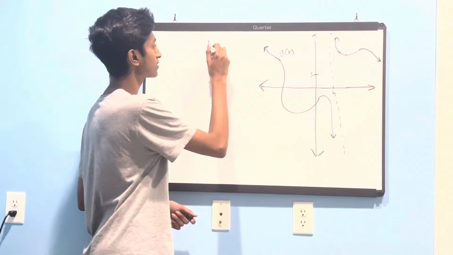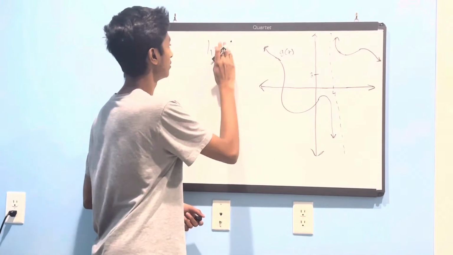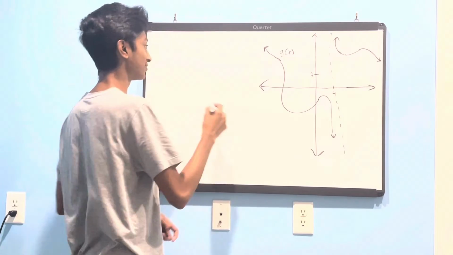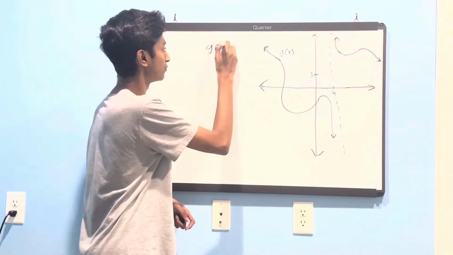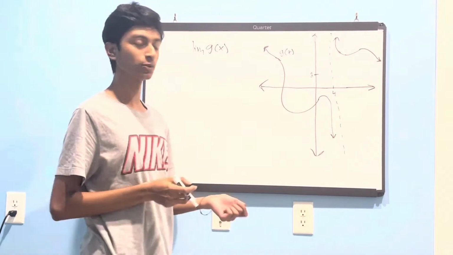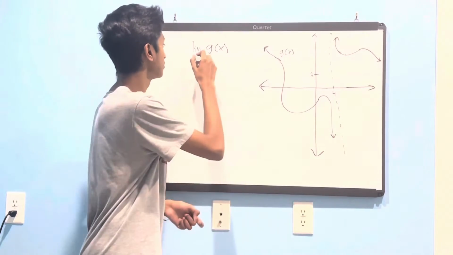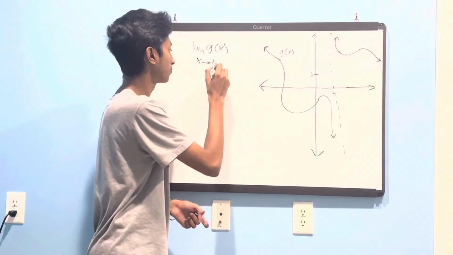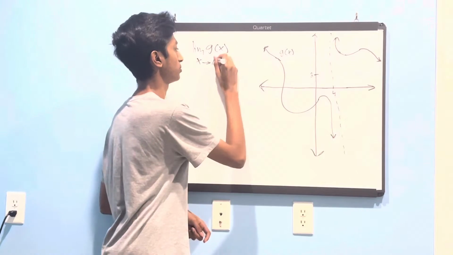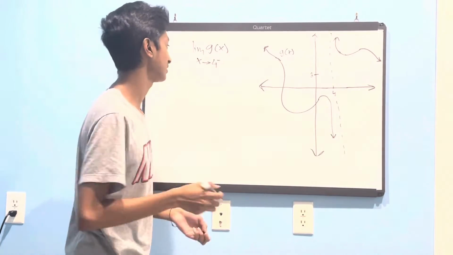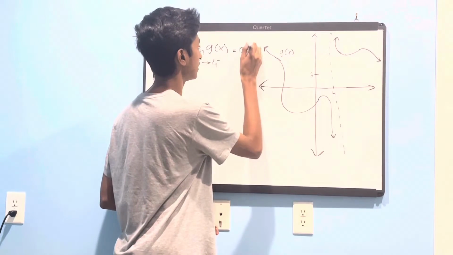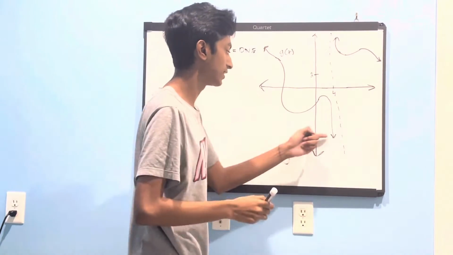So the limit of g of x as x approaches 4 from the negative side, so from the left side. So I'll put that up there to indicate from the left side. And that would be does not exist because it goes infinitely downwards.